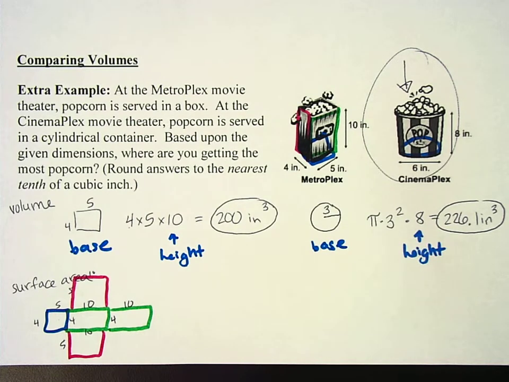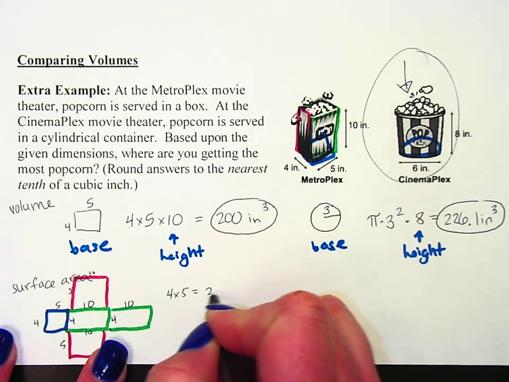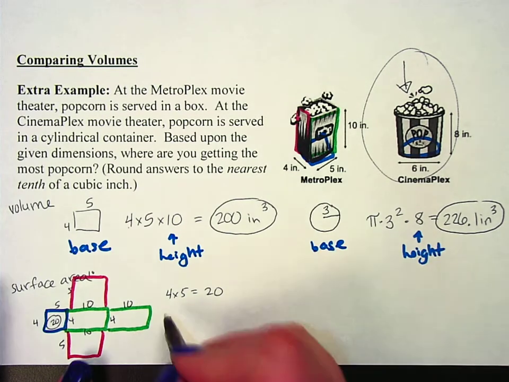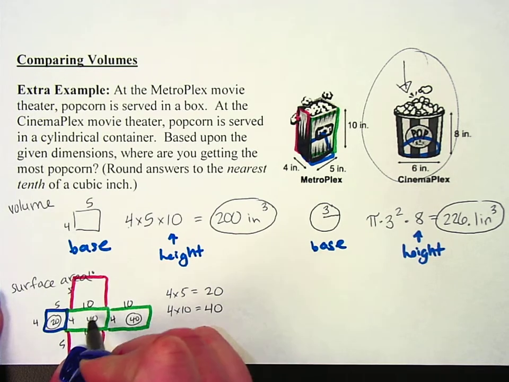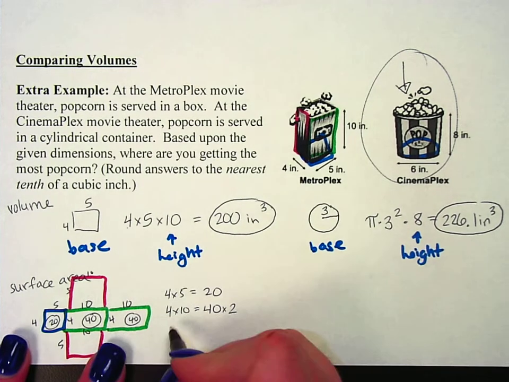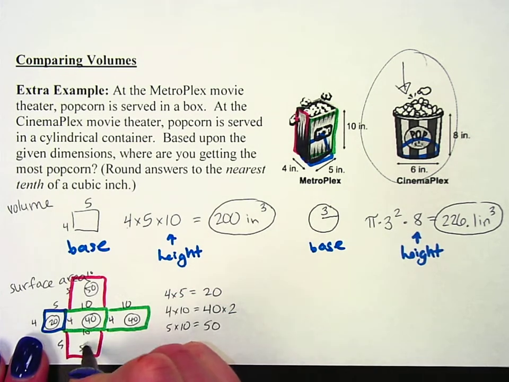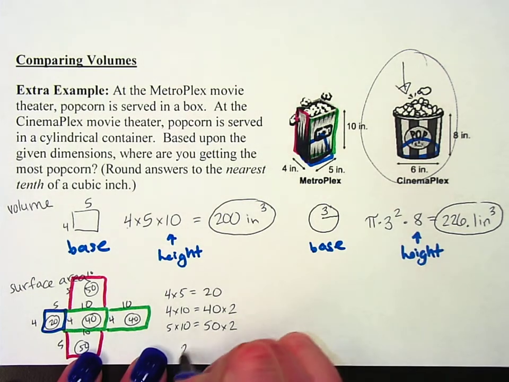In order to find surface area, then we add up each of those separate areas. So 4 times 5 is 20. So this rectangle had an area of 20. 4 by 10, each of these had an area of 40. Keep in mind I do have 2 of those. And then 5 by 10, my other rectangle, that would have an area of 50. So when I add all those up, I have a surface area of 40 plus 40 plus 50 plus 50 plus 20. So all said and done, my surface area is 200.